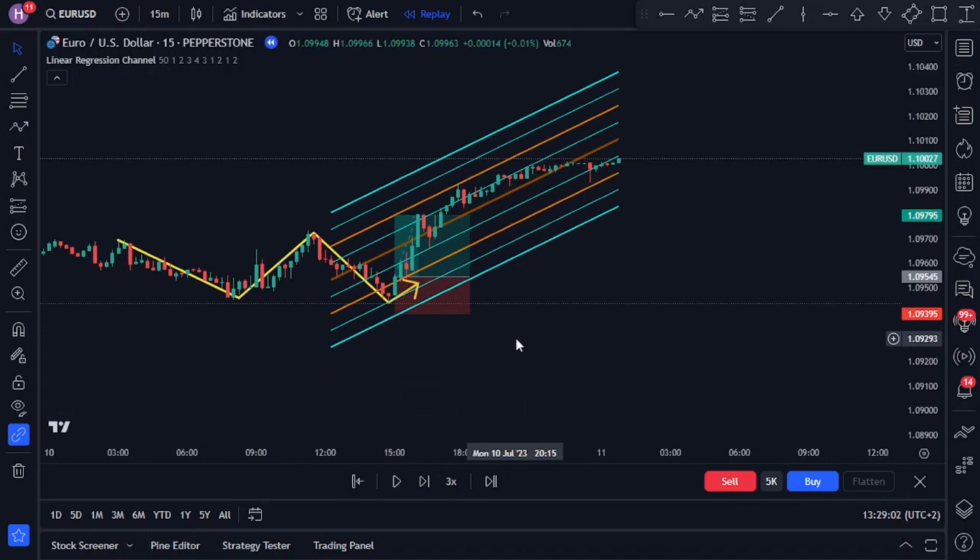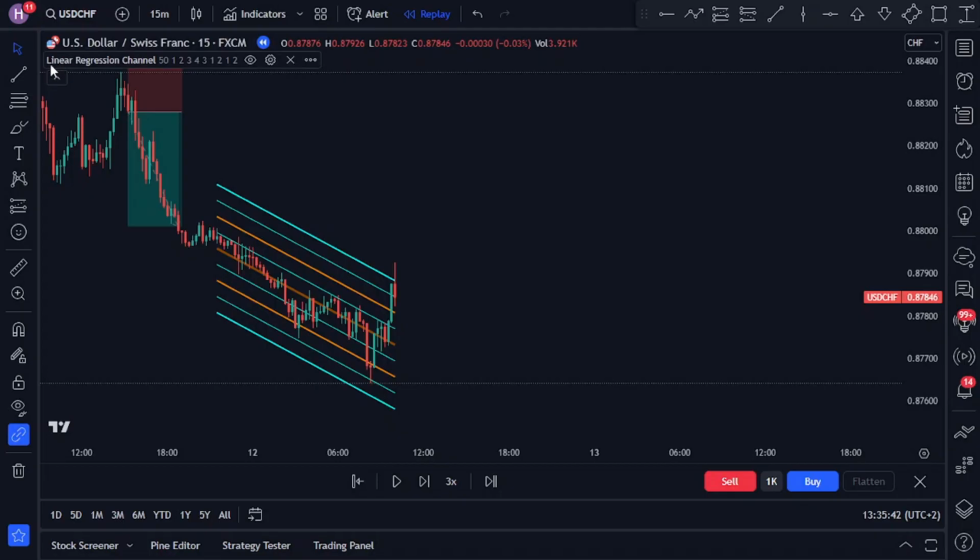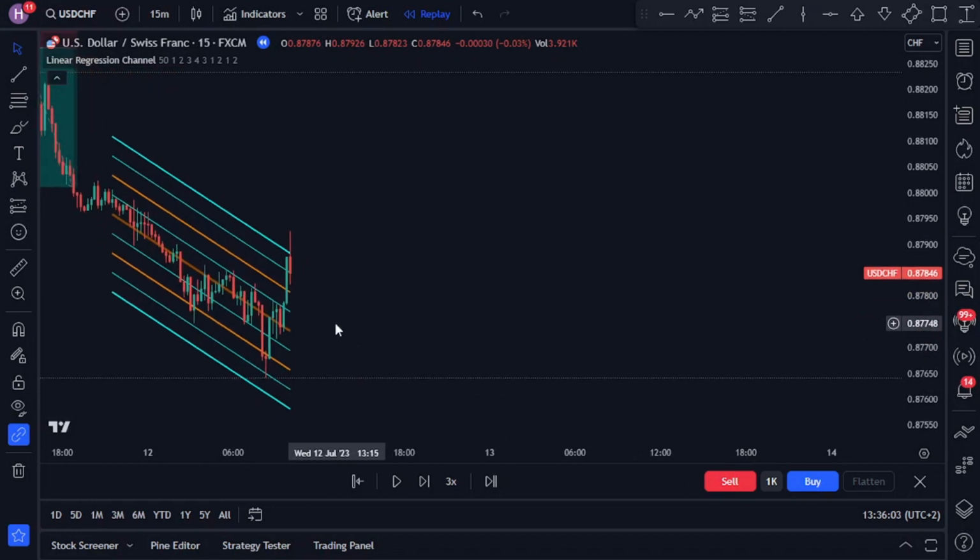Next, let's take a look at the other side of the spectrum with a sell or short trade. This time on the chart, we have the US dollar against the Swiss franc in the 15-minute time frame. And firstly, from price action, we can observe that we are currently in a downtrend, with the market forming lower lows and lower highs. Additionally, we get a strong pullback against the overall downtrend, providing us with a high probability trade entry.